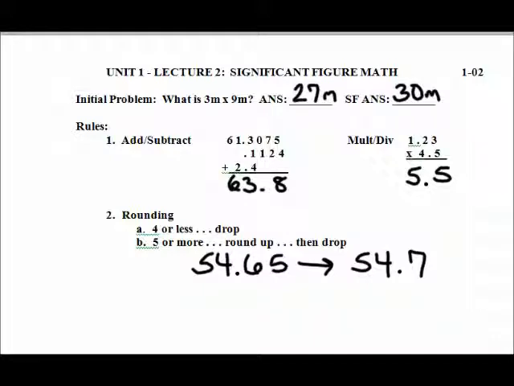If I gave you another example and said 32.33, and I asked you to round that to 3 significant figures, you're going to use 32.3 and then the last 3 to round your answer, and that 3 is less than 4, so you're just going to drop it, and your answer is going to be 32.3.